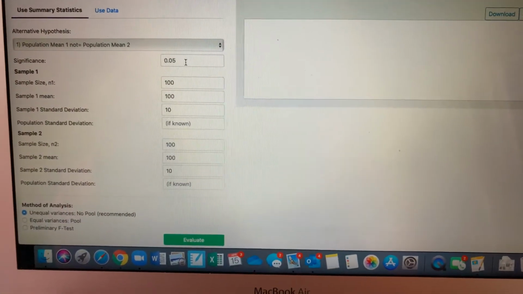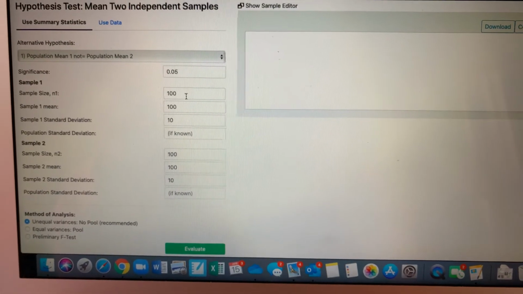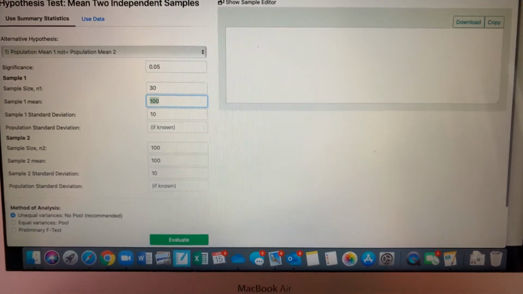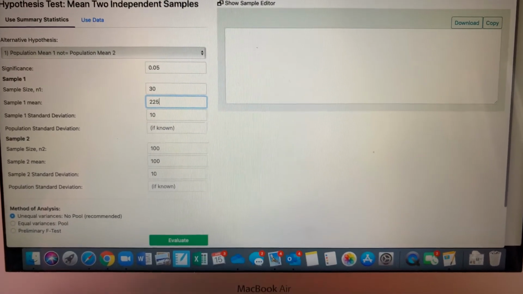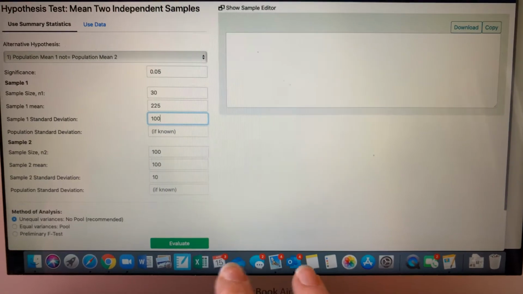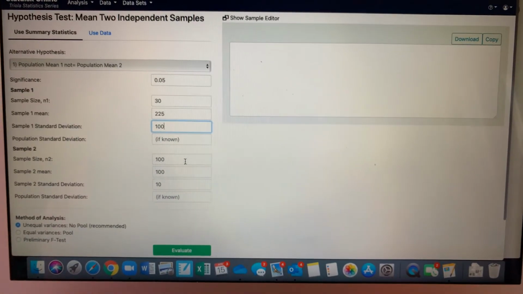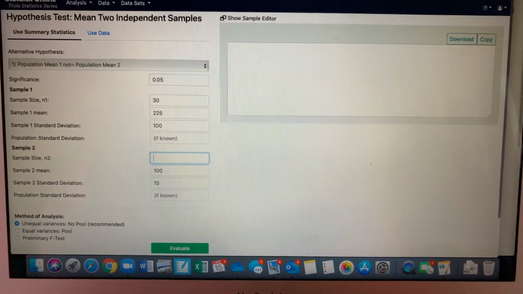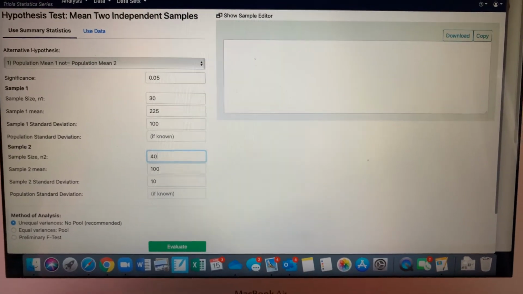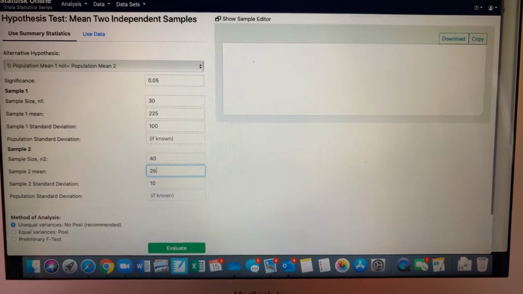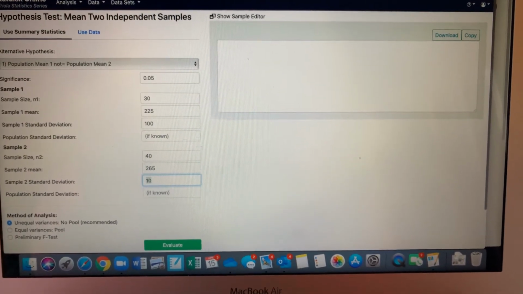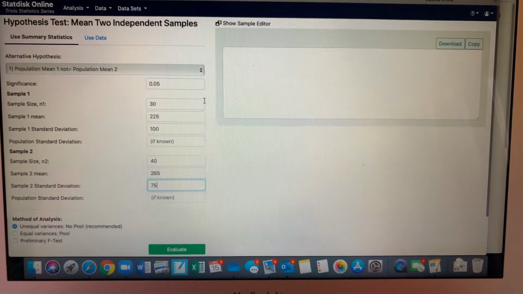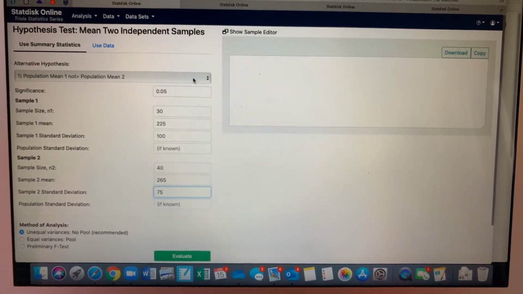Actually, the very first thing, I guess, is the significance level, which we decided was 0.05. So I'm going to change my sample size for the first one to be 30. And then I have 225 as the sample mean, and 100 is the sample standard deviation for the first one. Now, I don't know the population standard deviation, so I'm going to skip that. Second sample size is 40, and then 265 is the second sample mean, and 75 is the second sample standard deviation.